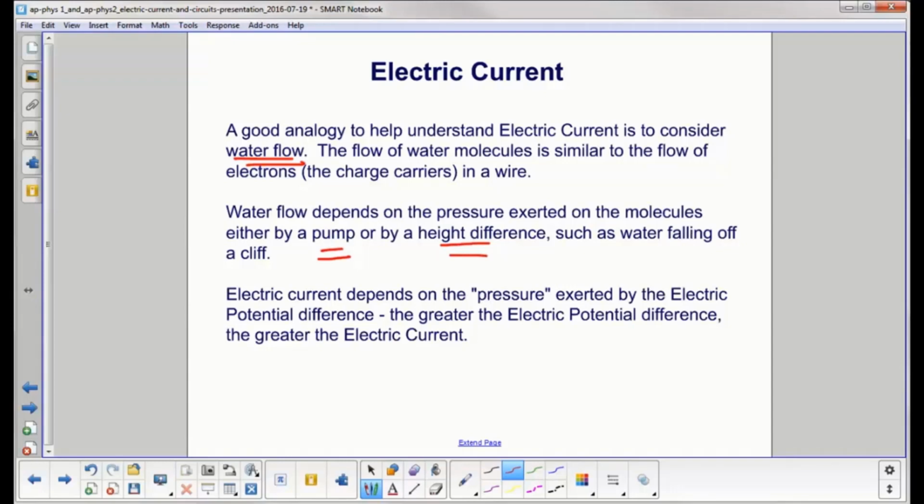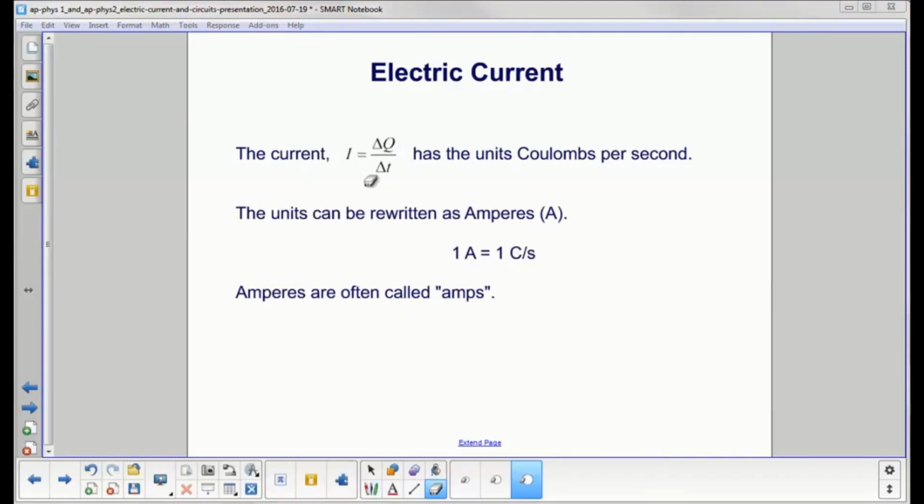Electric current depends on pressure, in quotes here because it's an analogy, exerted by the electric potential difference, which is what we covered last unit. The greater the electric potential difference, the greater the electric current. The current, I, which is delta Q over delta T, has units of coulombs per second. Charge is in coulombs, time is in seconds, so we have coulombs per second.